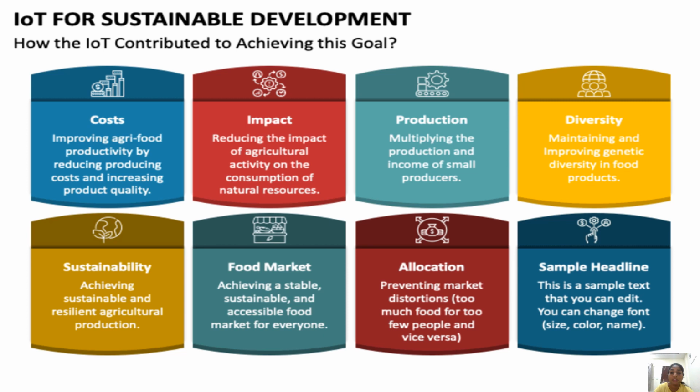Then we have the third one, production. IoT analytics predict crop yield based on historical data and current conditions. Obviously, any output can be predicted based on the input and the conditions that we have, right? Same like that, allowing farmers to adjust the planting density and cultivation practices for maximum production.